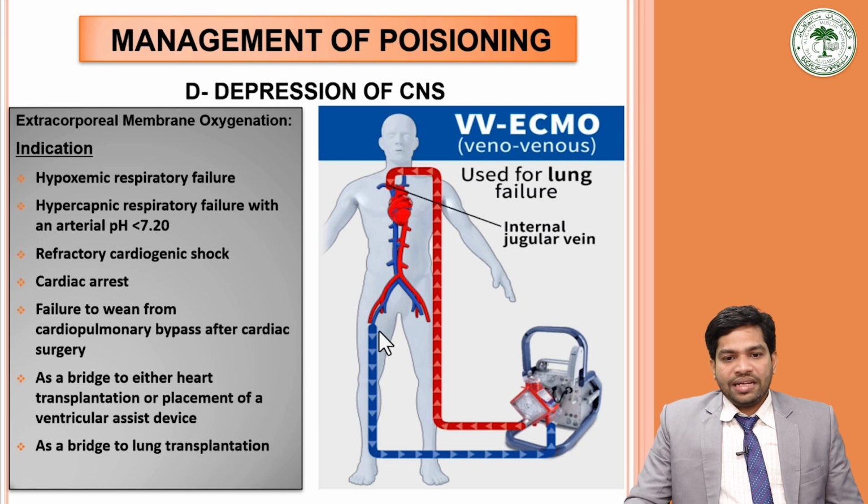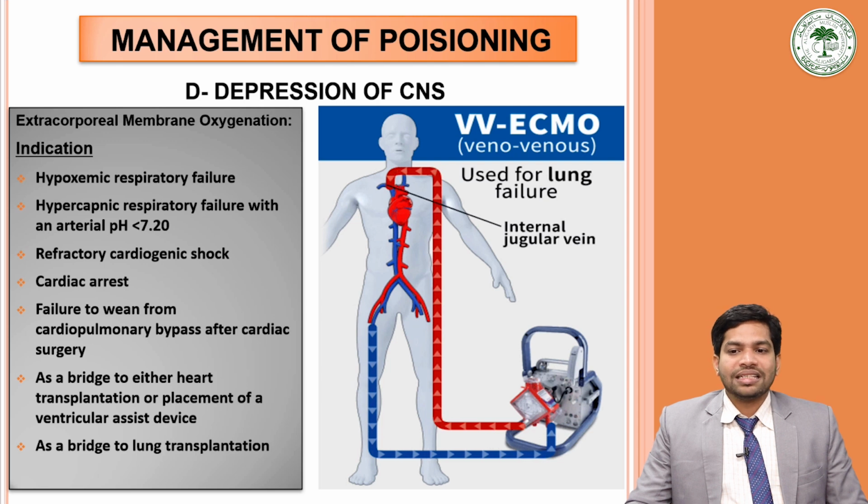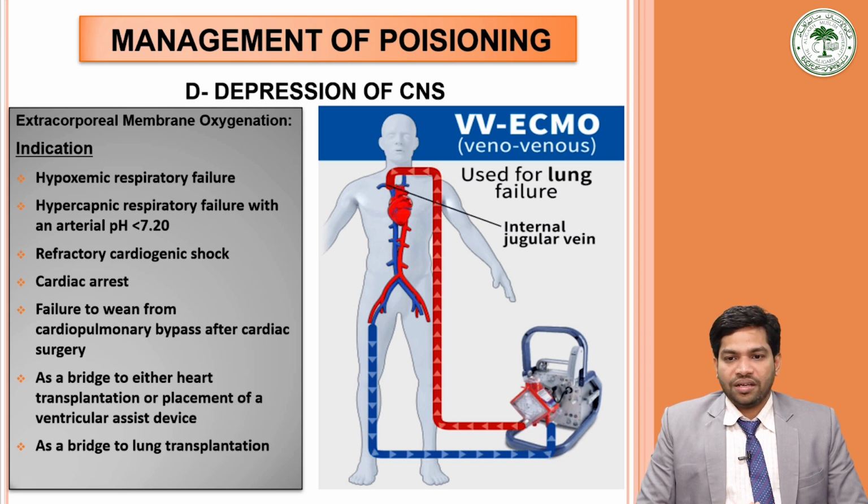So when the outflow is through the venous channel and inflow is through the arterial channel, then it is the veno-arterial ECMO. When the outflow is from the venous channel and inflow is again from the venous channel, then it is the veno-venous ECMO. In veno-arterial ECMO, the blood is returned to the arterial system, and in veno-venous ECMO, the blood is returned to the venous system. In veno-venous ECMO, no cardiac support is provided.